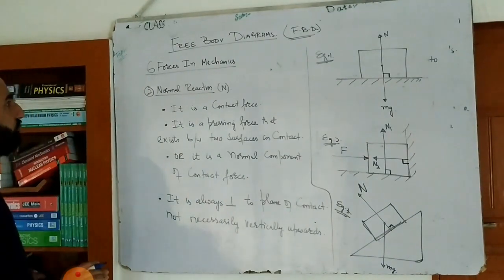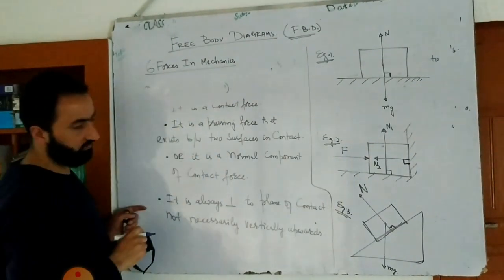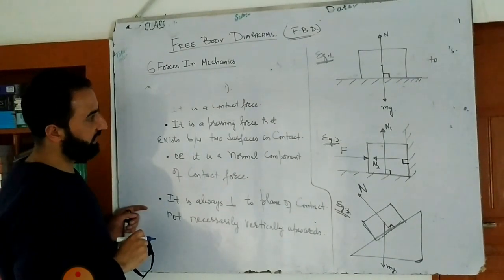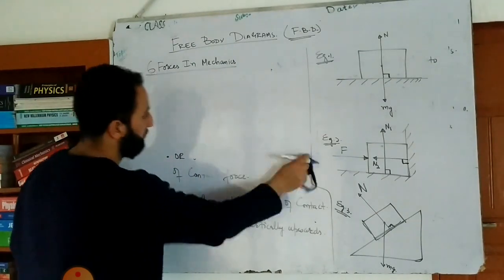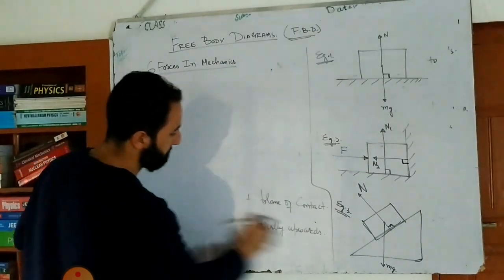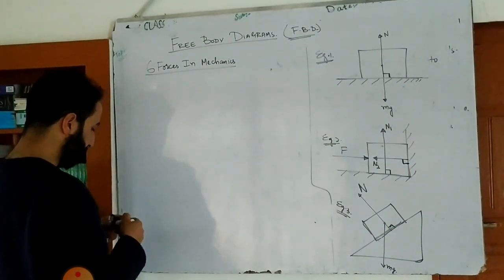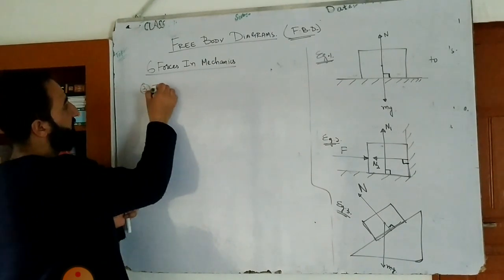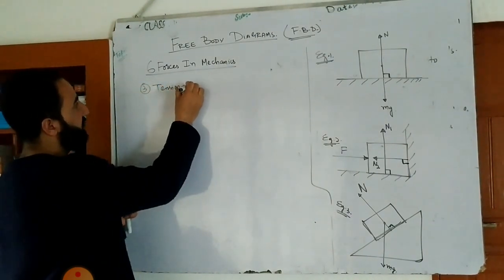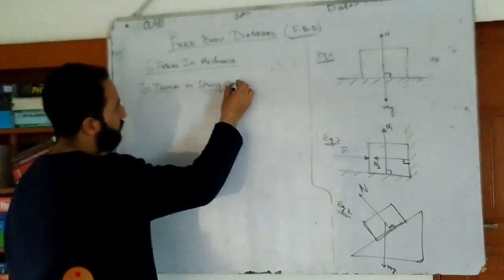Now force number 3. Look at force number 3. Write down the third force. Pause the screen and write it down. Now what's force number 3? Force number 3 is tension in string. Tension in string, denoted by T.